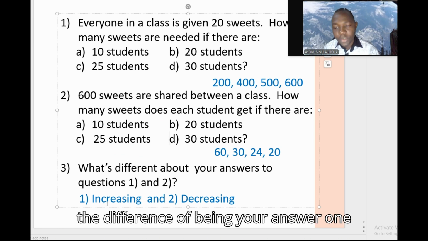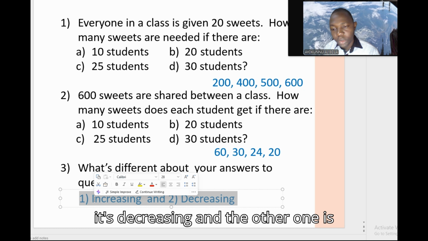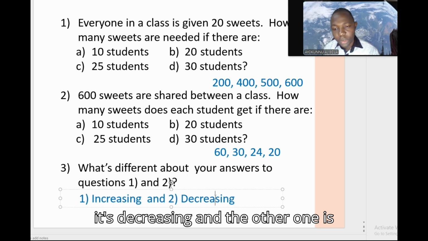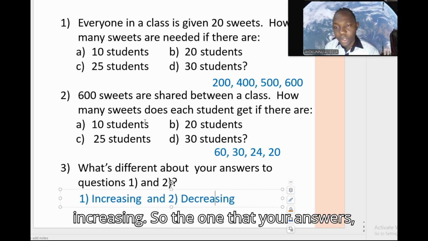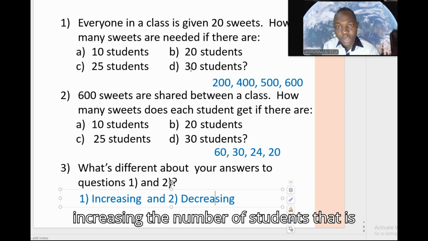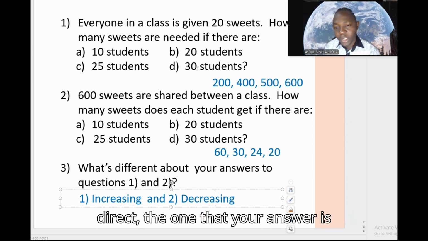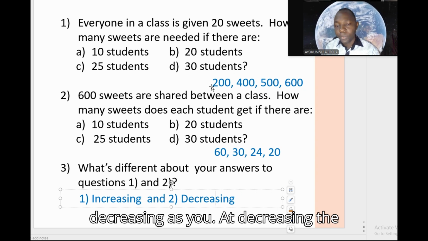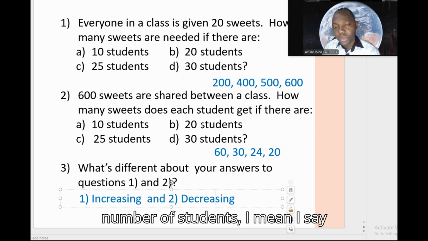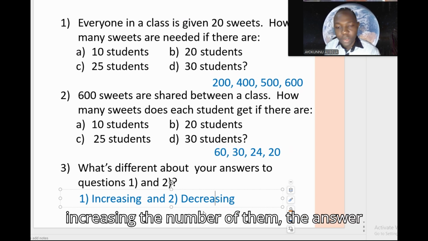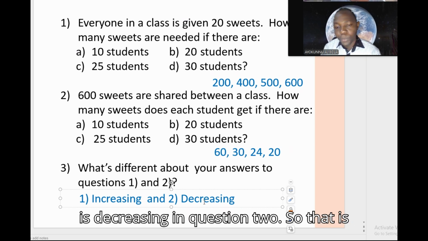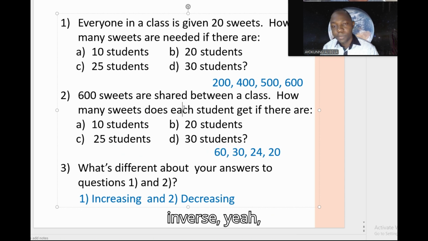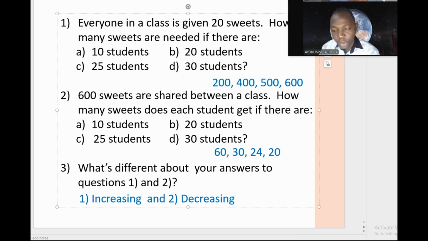So that is what we can say. What is the difference in your answer? One is decreasing, and the other one is increasing. The one where your answer is increasing as you're increasing the number of students, that is direct. As you're increasing the number of students, the answer is decreasing in question two. So that is inverse proportion.